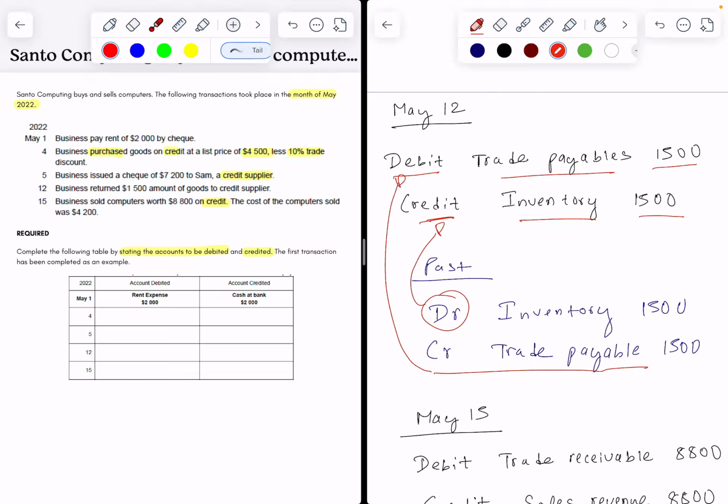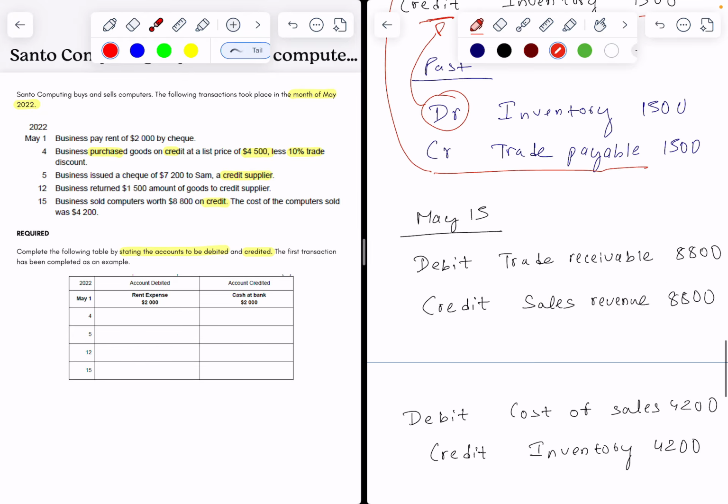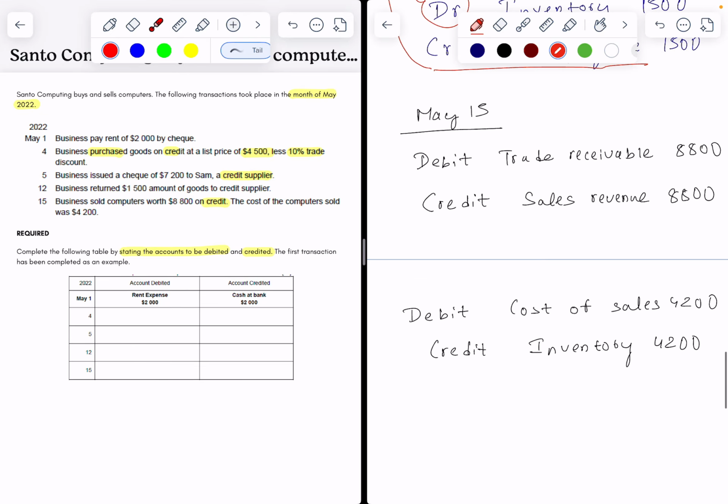Now let's go to the last transaction, which is the 15th of May. Business sold computers worth $8,800 in credit. So let's stop at the first sentence there. So whenever there is any kind of sales that the business has made, what happens is that we credit the revenue account, which is the sales revenue account. Whenever we have revenues in the business, we always credit that. So we credit the sales revenue account by $8,800.